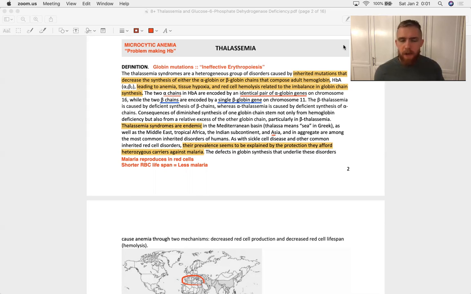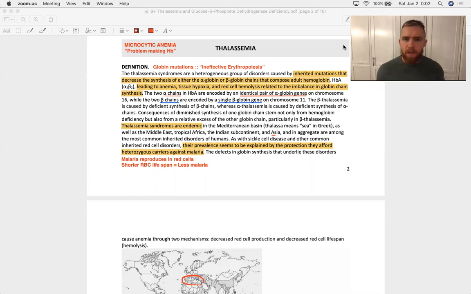This creates the anemia and the characteristic hypoxia and pallor due to failure of oxygen delivery to tissues. And it also creates what we call ineffective erythropoiesis due to the accumulation of inclusion bodies within red cell precursors, leading to, in thalassemias, inevitable iron overload.